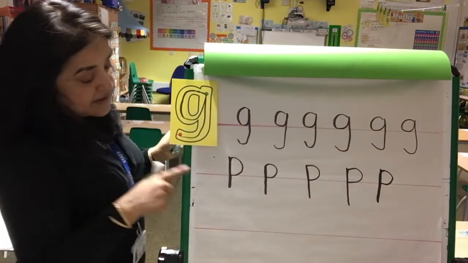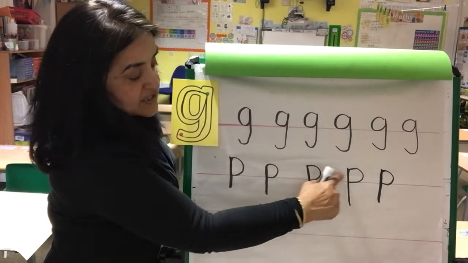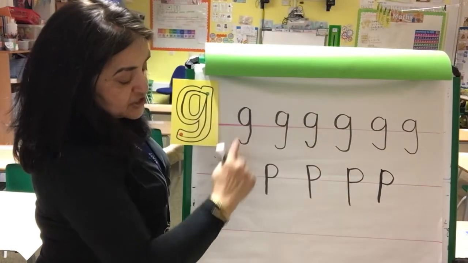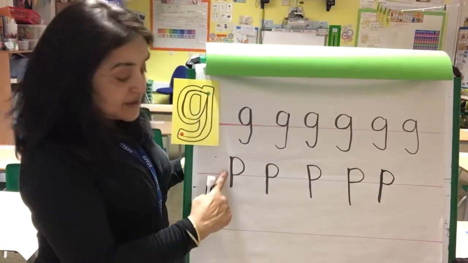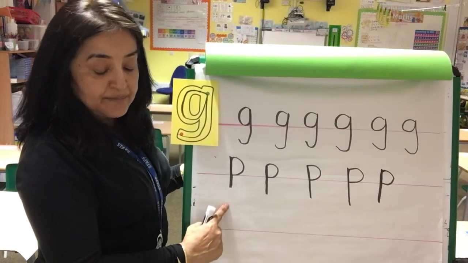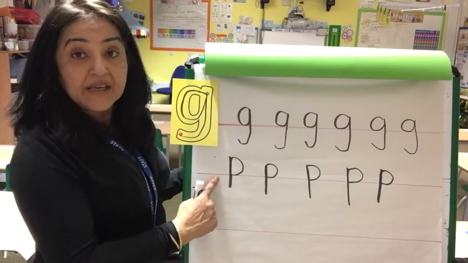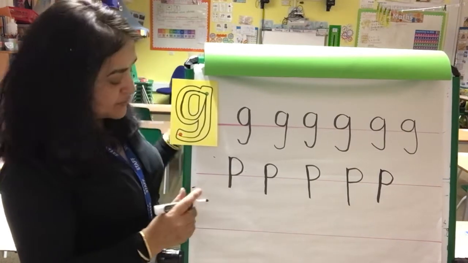And once again, only part of the letter P, like the letter G, rests on the line. The other part descends all the way down. So that is a letter P that makes a P sound.